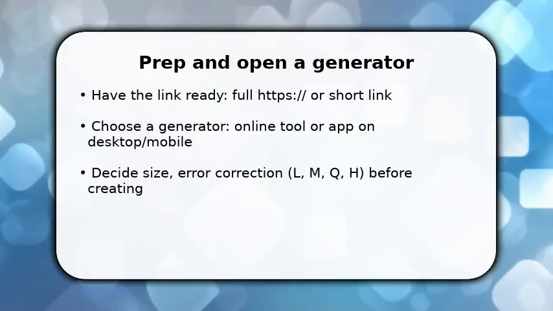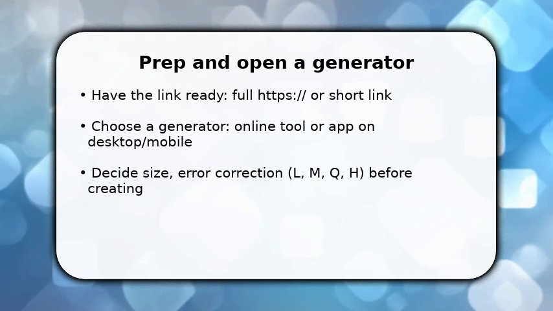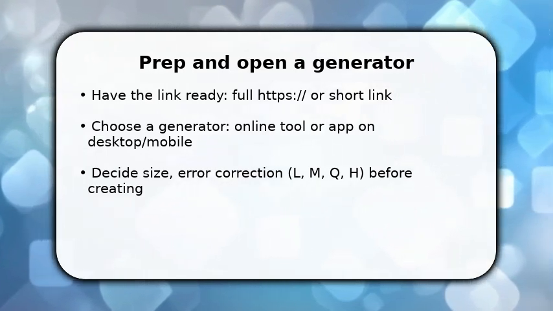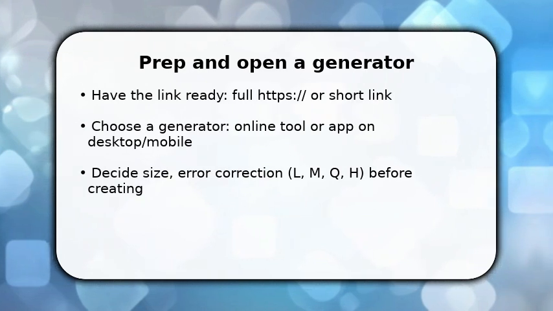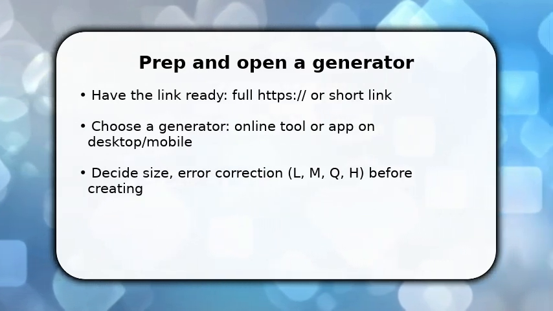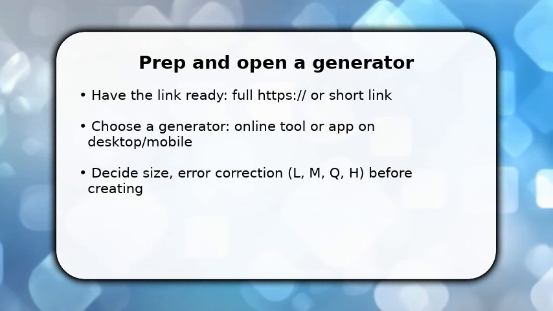You have the link and you're ready to start. Open a reputable QR generator or app and paste the full link into the URL field. Choose a size that matches where you'll display the code, larger for print, smaller for screens.